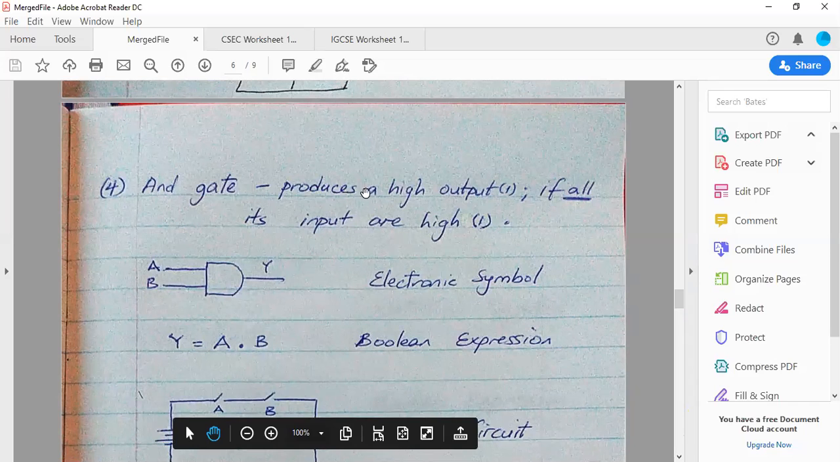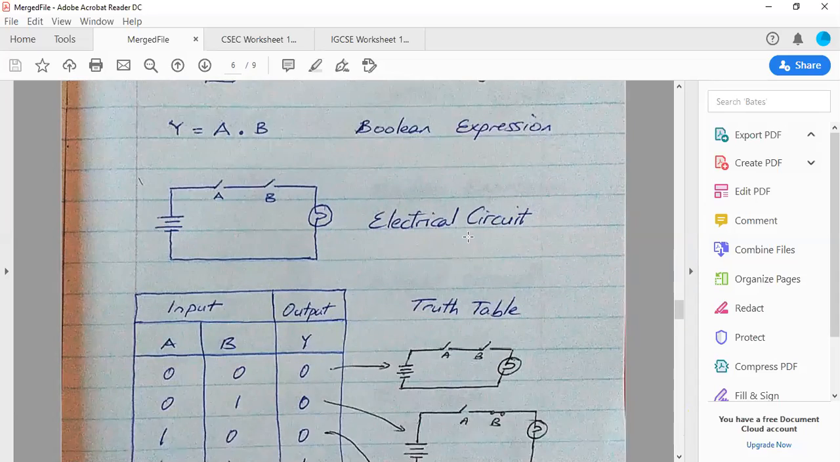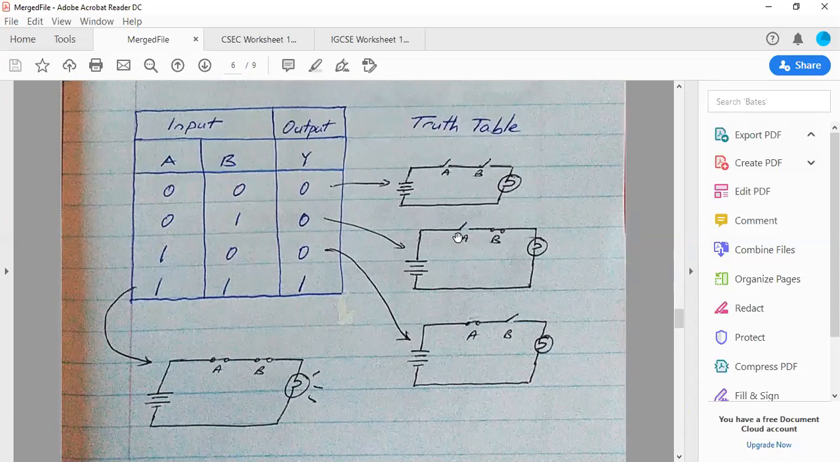An AND gate produces a high output of 1 if all the inputs are high or 1. So all must be 1 in order for it to be 1. Let's use the electrical circuit now. We're going with the first row. For the first row, when A and B are 0, that means both switches are open. What is your output?